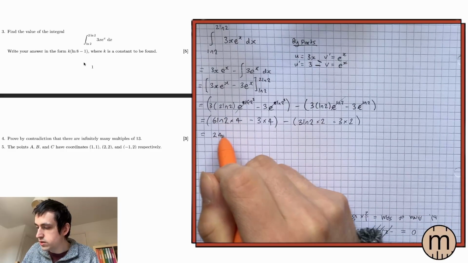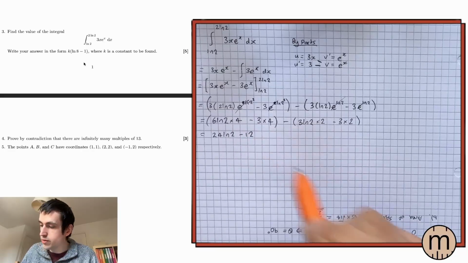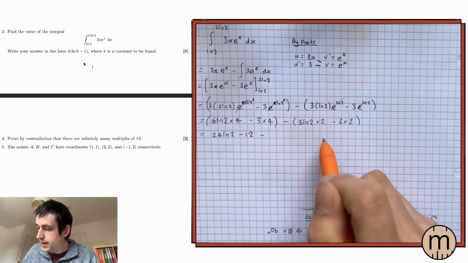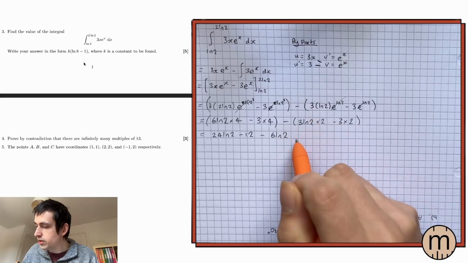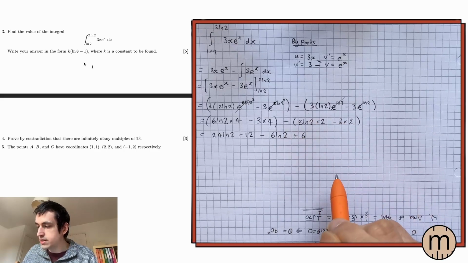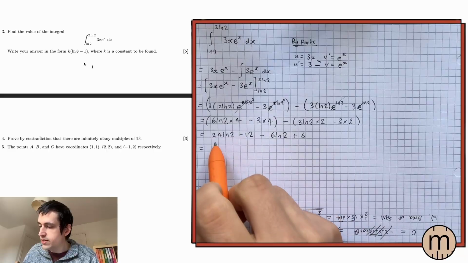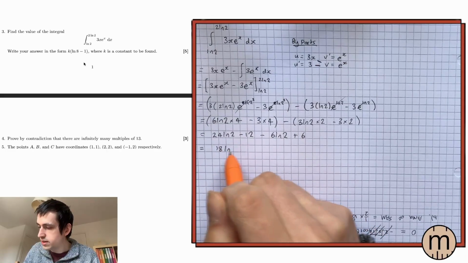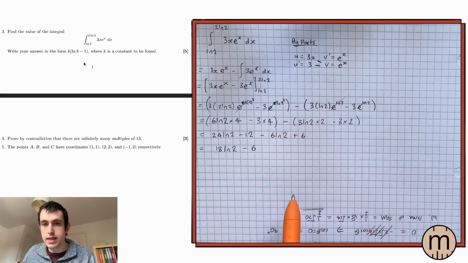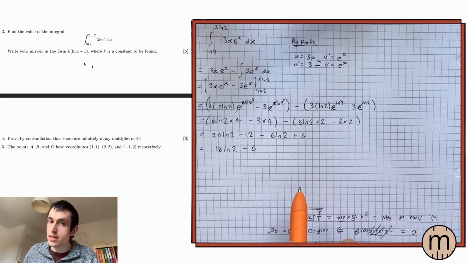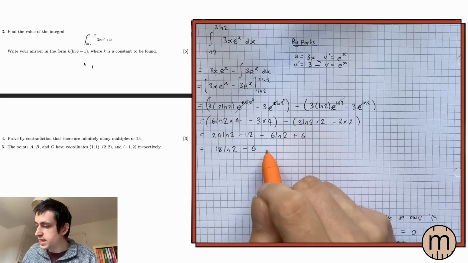We're going to get 24 ln 2 minus 3 times 4, which is 12. Minus, that's going to be 6 ln 2. And then we're going to add on 6. Keep simplifying. We're going to get 64 minus 6 minus 12 plus 6, like this. It's beginning to look like the value of k should be 6, but let's just make sure.